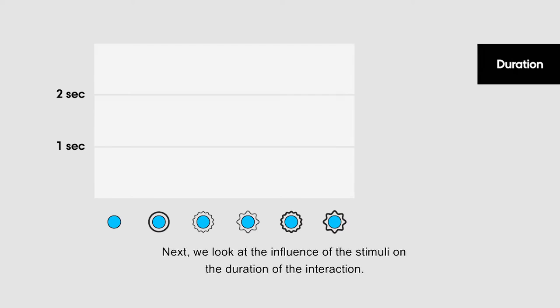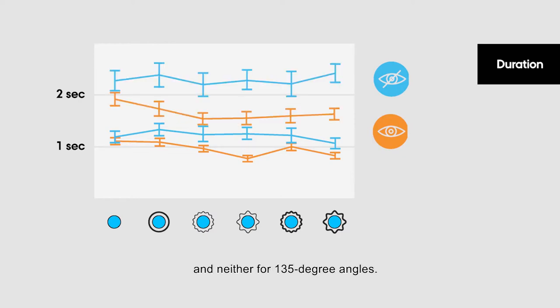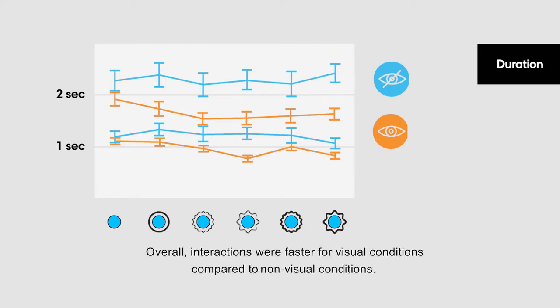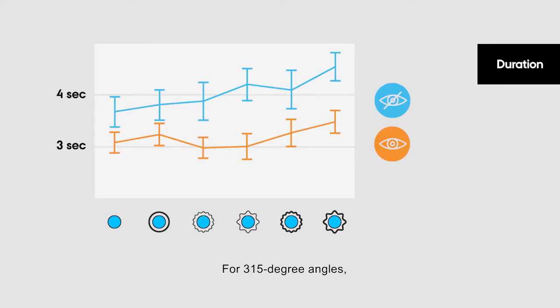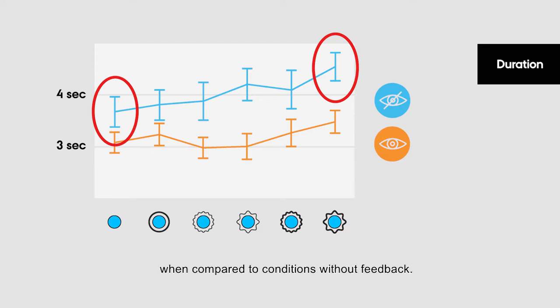Next, we look at the influence of the stimuli on the duration of the interaction. The haptic stimuli did not have a significant effect on the duration for 45 degree angles, and neither for 135 degree angles. Overall, interactions were faster for visual conditions compared to non-visual conditions. For 315 degree angles, step stimuli with a large step size and high force intensity significantly increased the duration for non-visual interactions when compared to conditions without feedback.